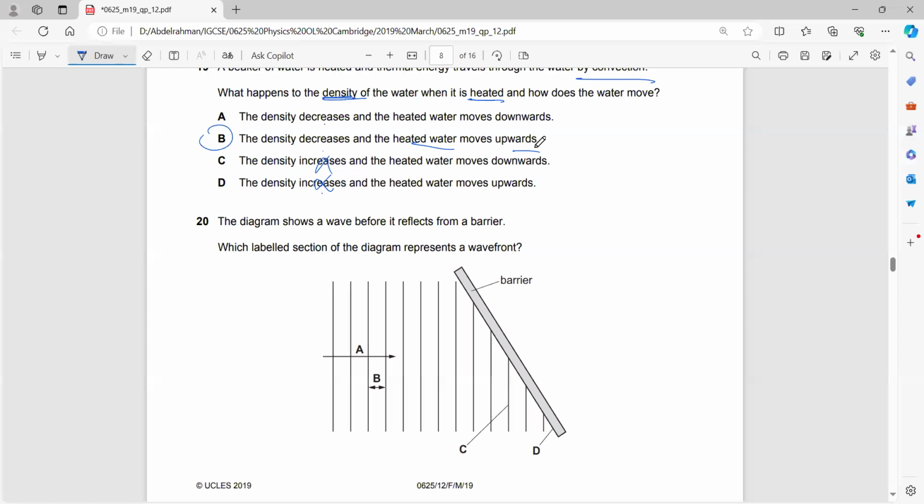Which labeled section is a wave front? Only one wave front. Which labeled section is a wave front?